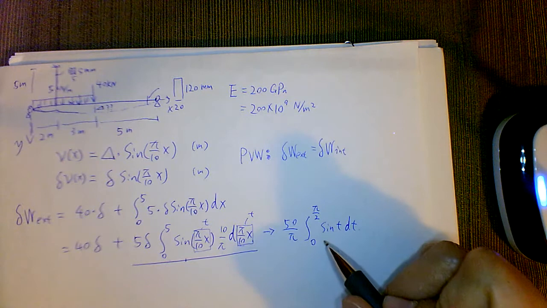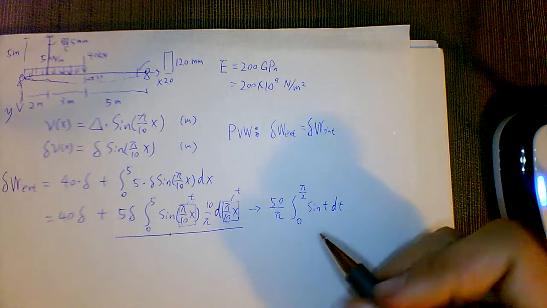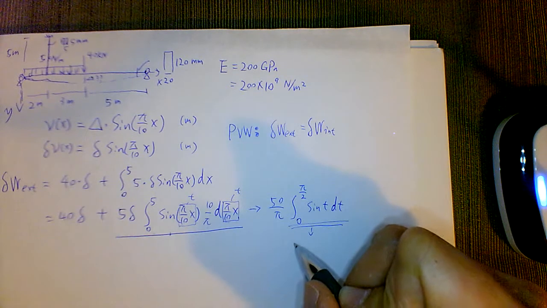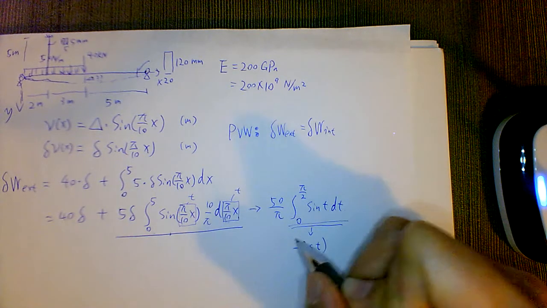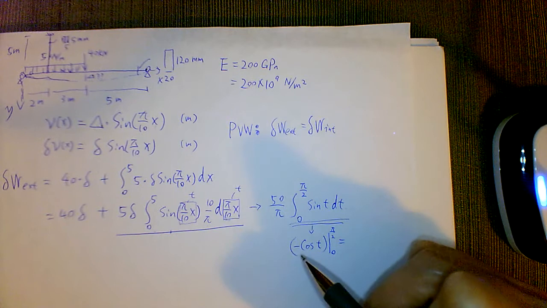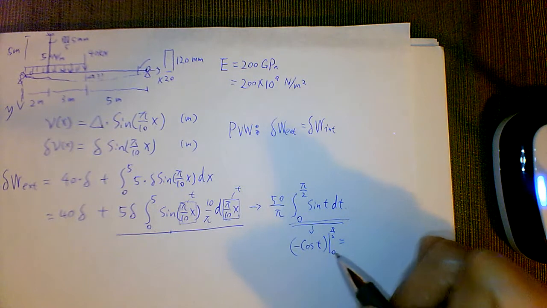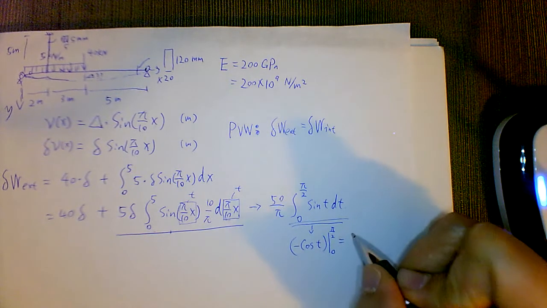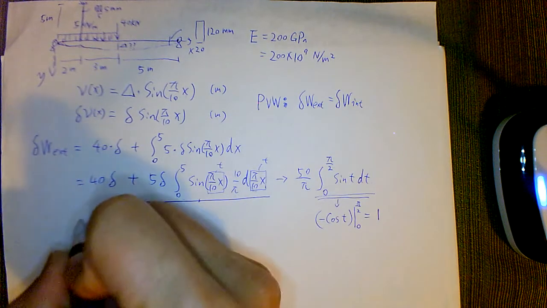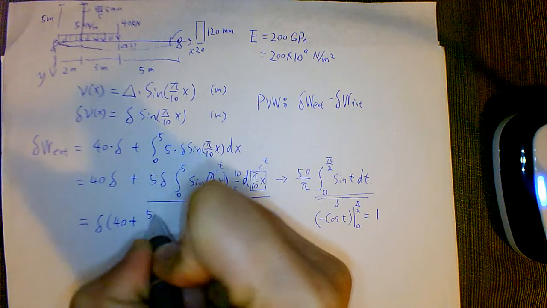And we all know the integral of sine t is actually negative cosine t. So this part specifically is negative cosine t evaluated at pi over 2 and 0, which equals negative cosine pi over 2, which is 0, minus negative cosine 0, which is 1, but there's a minus, so it's actually just 1. So after all that, you say, okay, external virtual work actually just equals this guy, 40 plus 50 over pi.